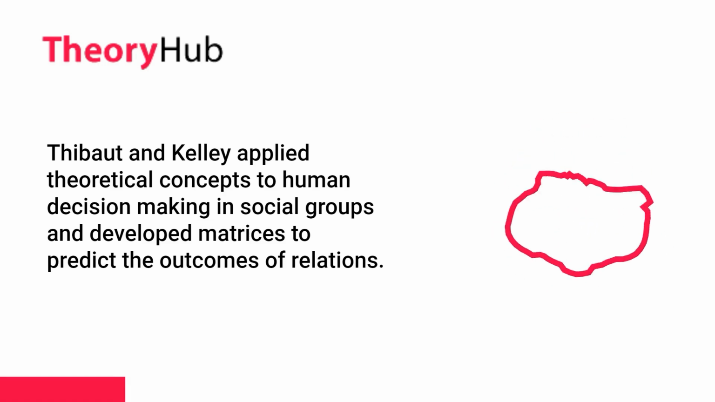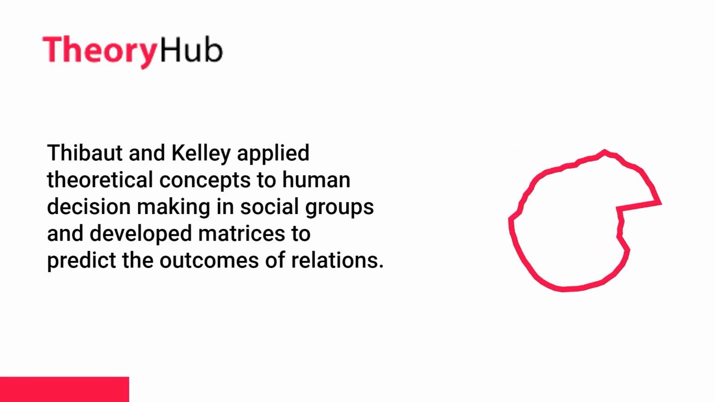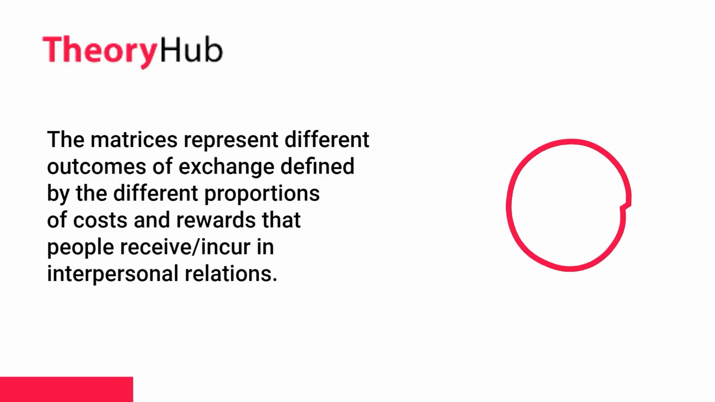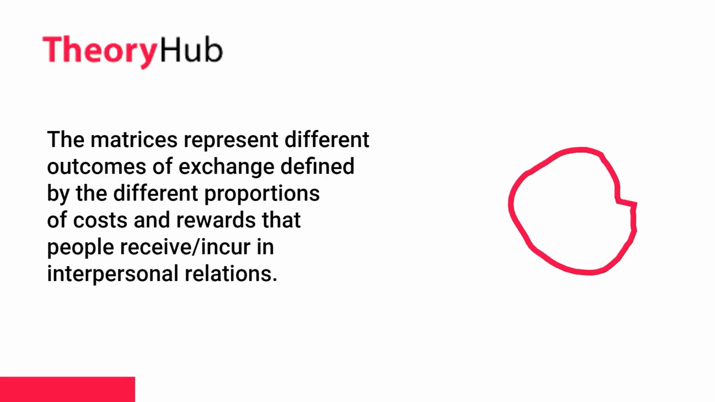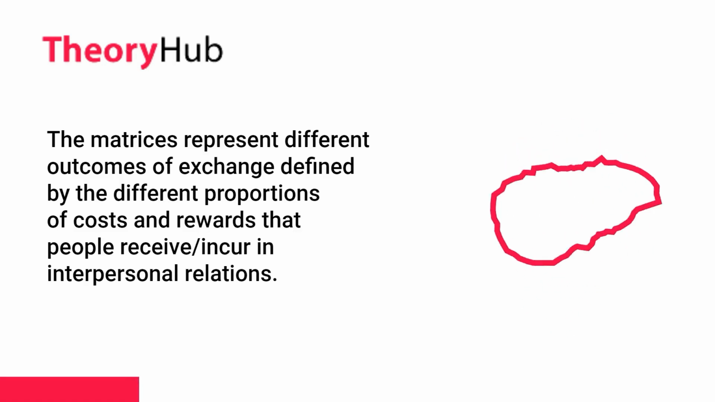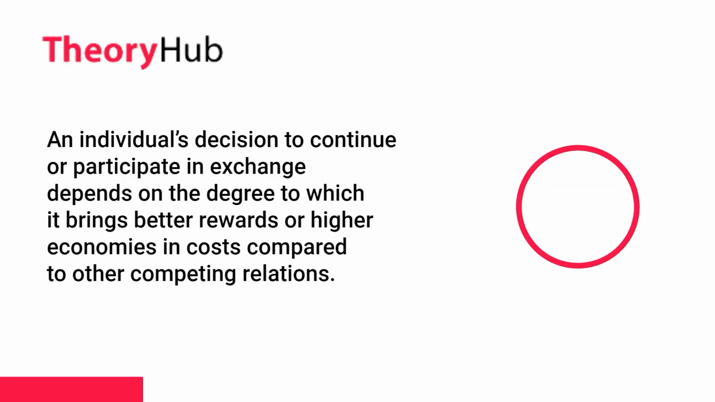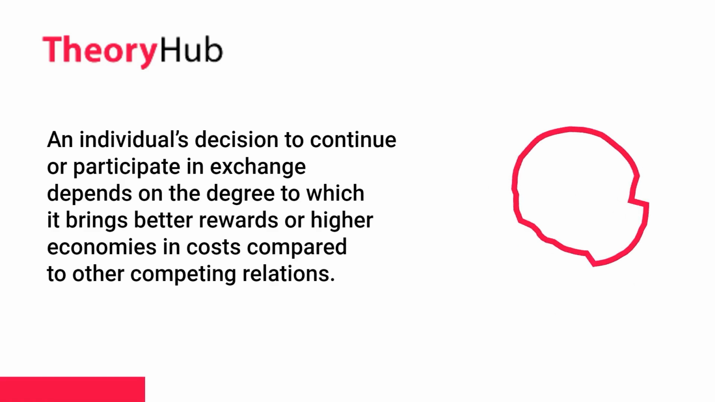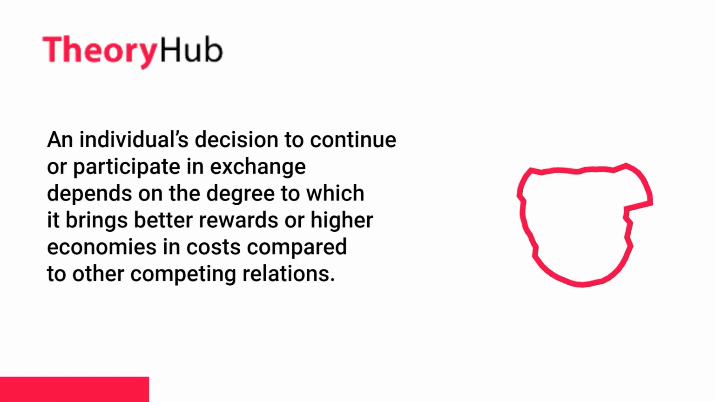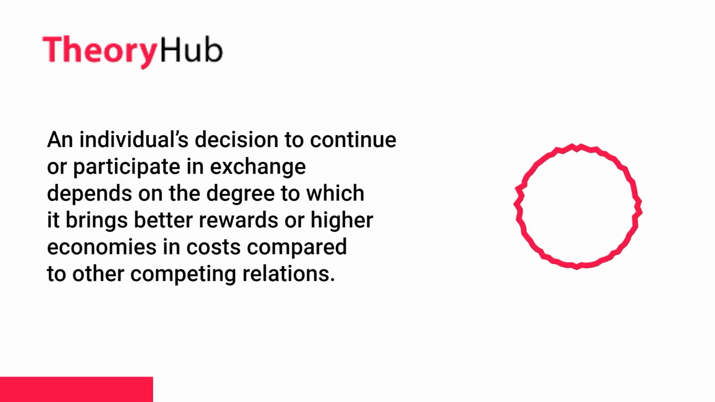Thibaut and Kelley applied theoretical concepts to human decision-making in social groups and developed matrices to predict the outcomes of relations. The matrices represent different outcomes of exchange defined by the different proportions of costs and rewards that people incur in interpersonal relations. An individual's decision to continue or participate in exchange depends on the degree to which it brings better rewards or higher economies in costs compared to other competing relations.